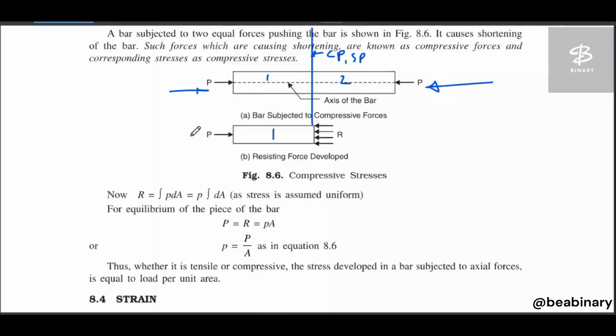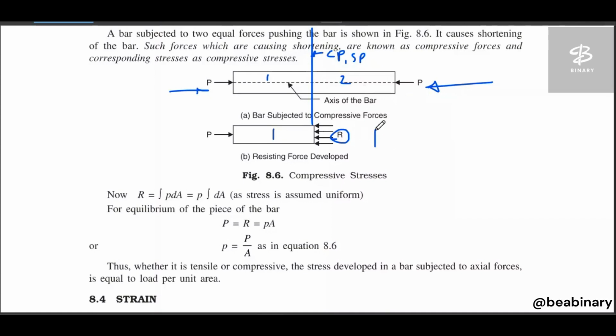Here the axial force is applied, and here a resisting force. Resisting force means a compressive resisting force is applied on this body. So it should be balanced, meaning equilibrium. This force is in that direction, and this force is also in that direction. The resisting force acts uniformly on that surface.